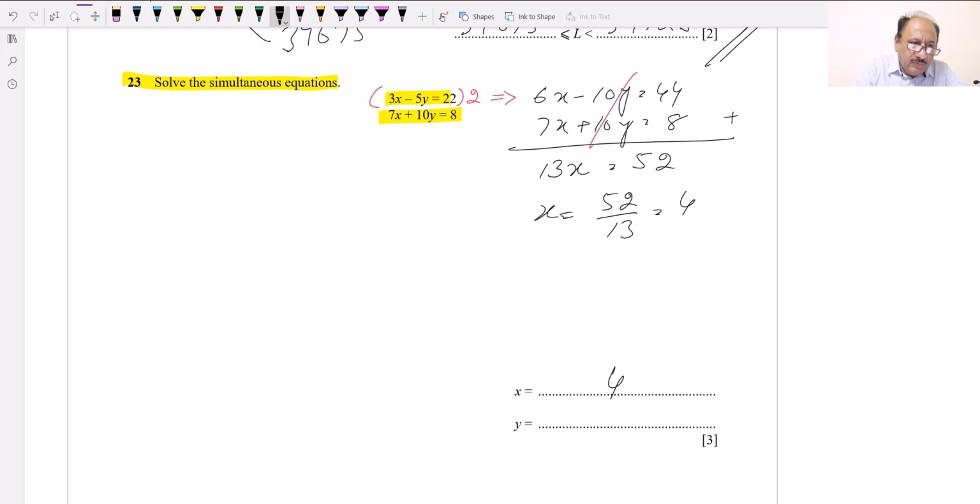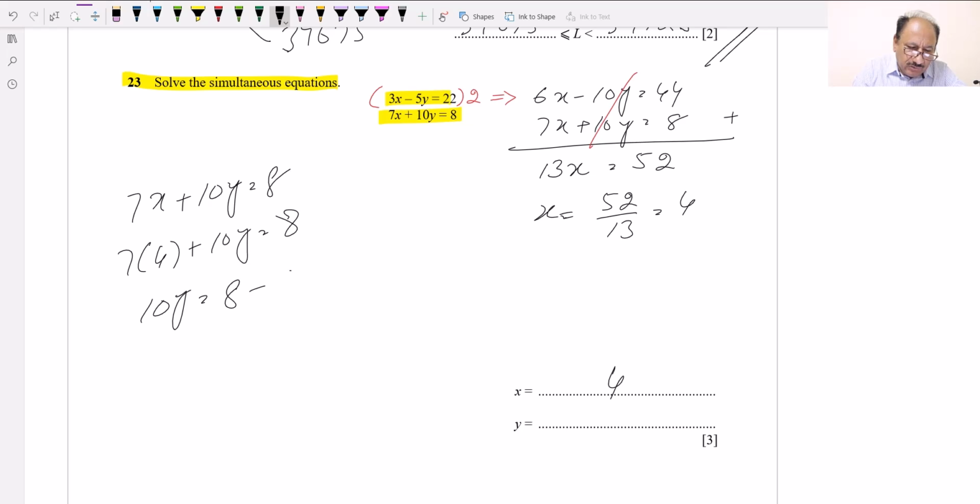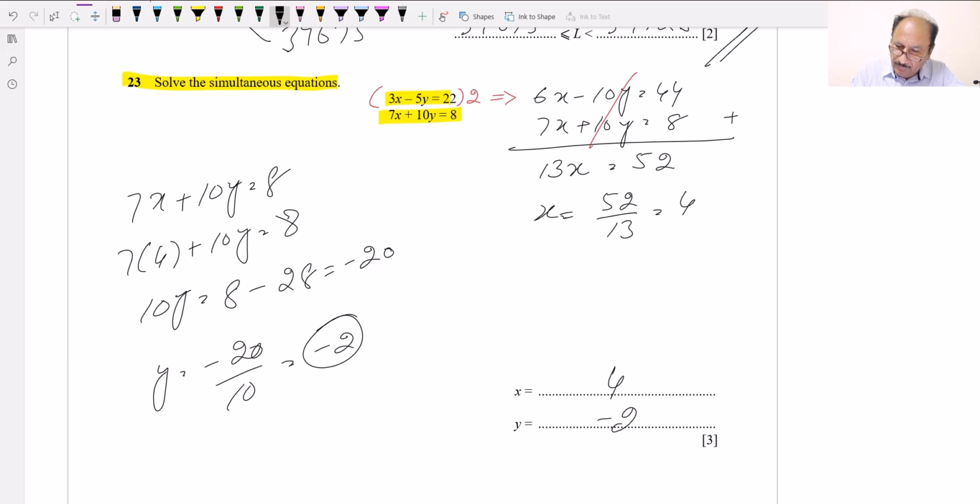Now for the y value, we can replace the x value in the given original equations, and I'm taking the second original equation and replacing the x value. So 10y will be equal to 8 minus 7 times 4, which is 28, so minus 28, and this will be equal to minus 20. So y will be equal to minus 20 over 10, which is equal to minus 2. So the y value will be minus 2. These are the values which are required, and this was a 3 mark question.